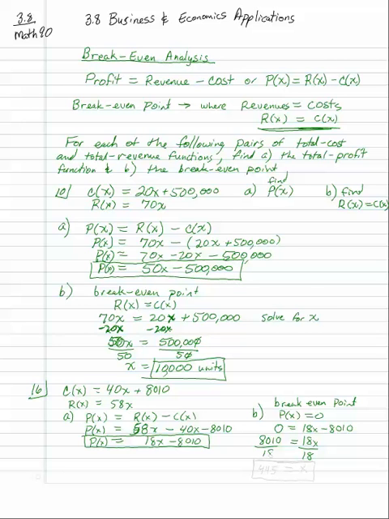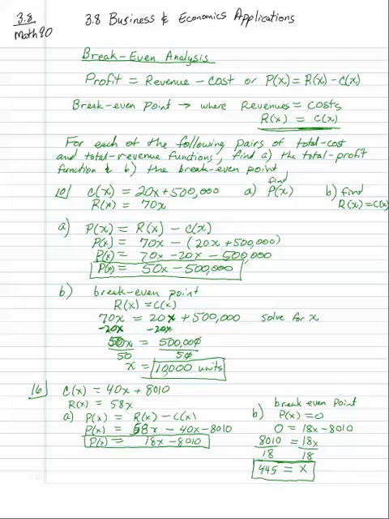Because again, to break even, that means you're not making money, you're not losing money. So your profit would be 0. So if you take your profit function, set it equal to 0, you can figure out that you would need to do 445 units to break even, to make no money, but not to lose any money either. Alright, so there you go.